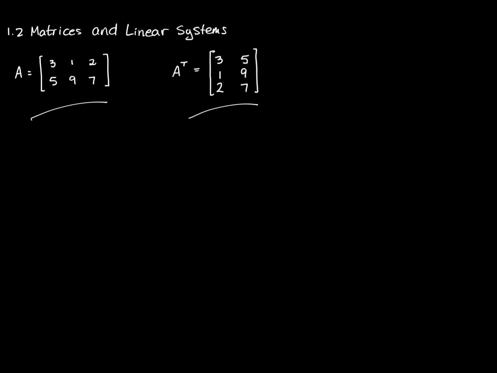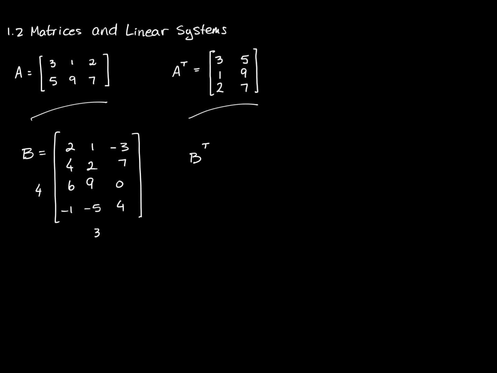So let's just do an example. Let's take a matrix. B equals 2, 1, -3, 4, 2, 7, 6, 9, 0, -1, -5, I don't know, 4. Okay, and then let's find the transpose of this matrix. This is a 4 by 3 matrix. So B transpose is going to be a 3 by 4 matrix.